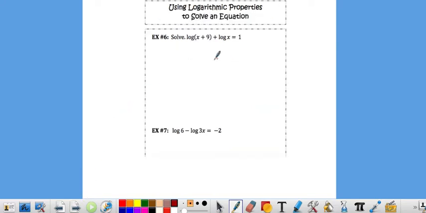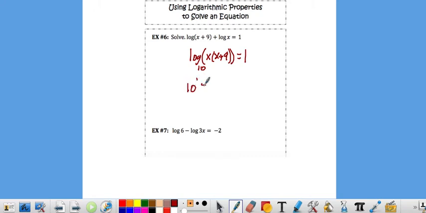Last thing we're going to do is we're going to use our properties to solve. So log of x plus 9 plus log of x equals 1. We need to combine this first into one logarithm. Since we're adding logs, we would multiply what's inside. So log of x times x plus 9 equals 1. Our base is 10. So now we'll rewrite it in exponential form.